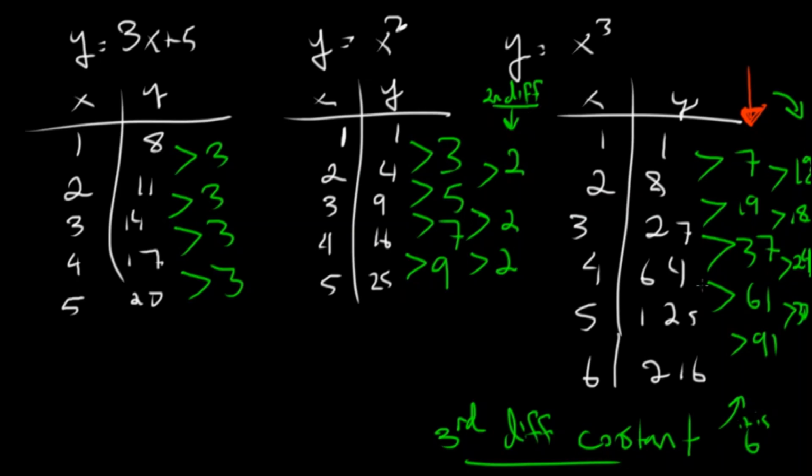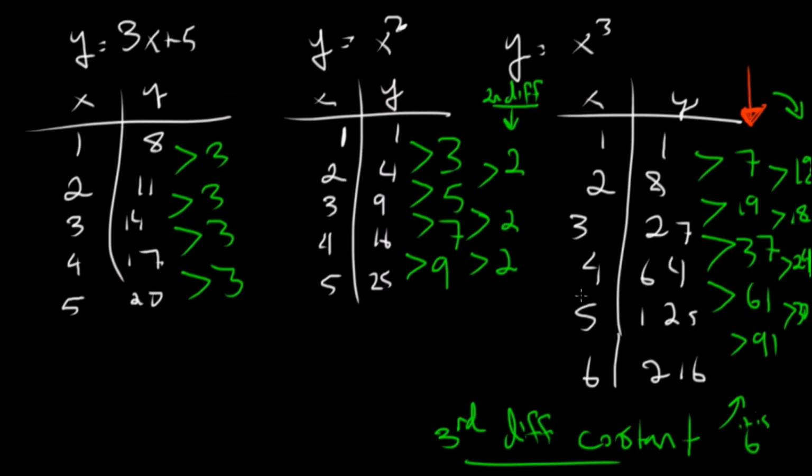All right, let's sum up these differences. So we have 91, we have 61, we have 37, we have 19, and we have 7. And those are the differences between successive cubes.